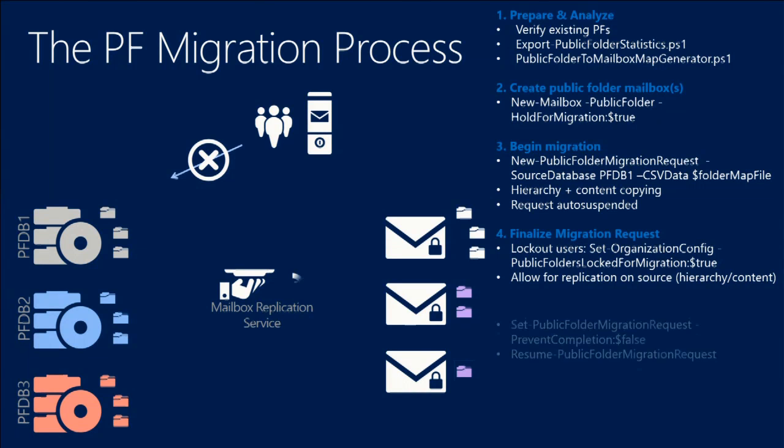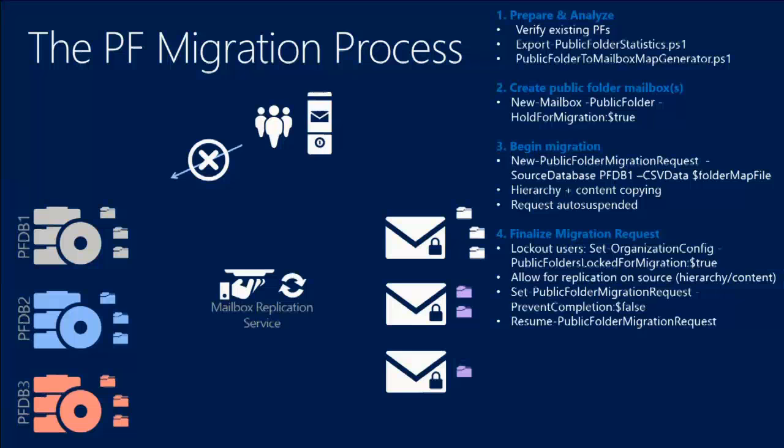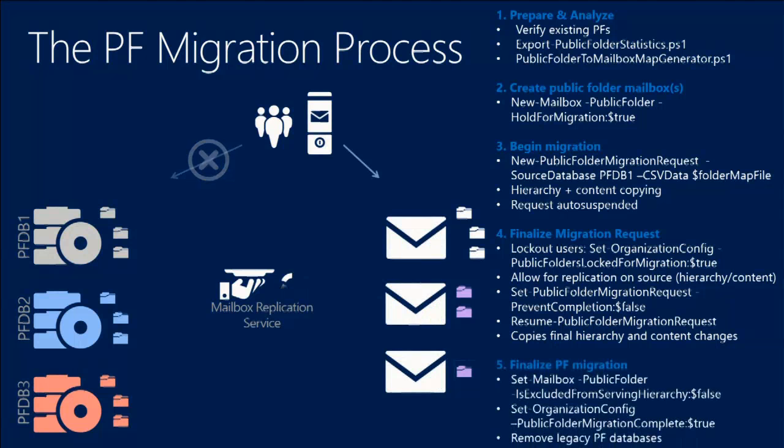And then basically you remove from the public folder migration request a tag that says prevent completion. You put that to false, and then you do the last delta sync. So with resume public folder migration, you basically do the delta sync, and then it finalizes the synchronization. It finalizes the migration and opens the new modern public folder structure to your users.